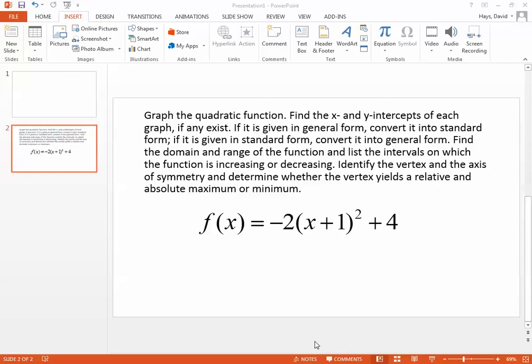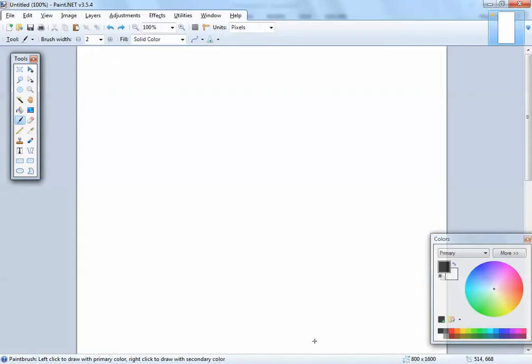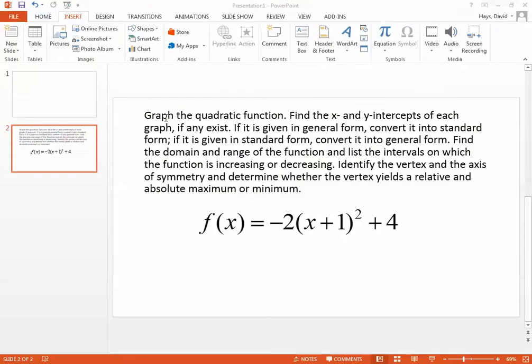Let's take a look at this problem. We got f of x is equal to -2 times x plus 1 squared plus 4. Instructions say to graph it, and we'll eventually get there, but first find the x and y-intercepts.